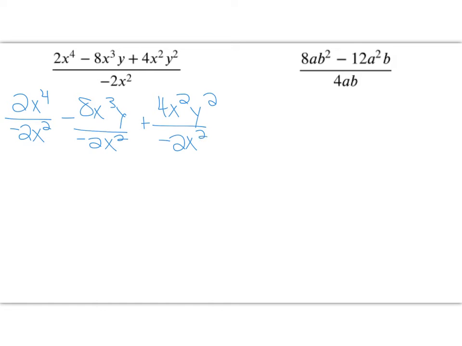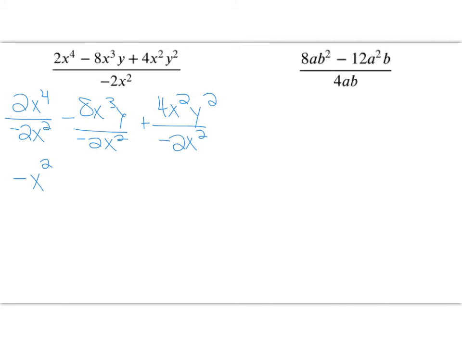So this time we're going to have to be careful with signs. Look at what happens. So I have 2 divided by negative 2. That's going to be a negative 1 that I don't have to write, but it's there. And x to the 4th divided by x squared. When I'm dividing, I subtract my exponents. So I get negative x squared. So there is the negative 1 there, but I don't have to write it.